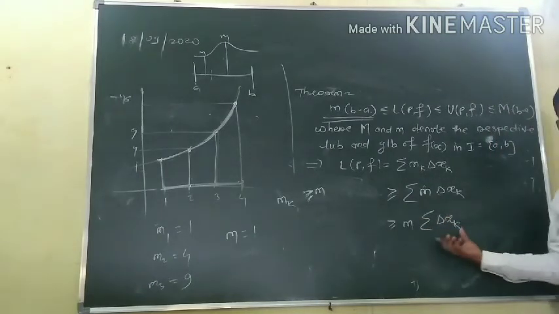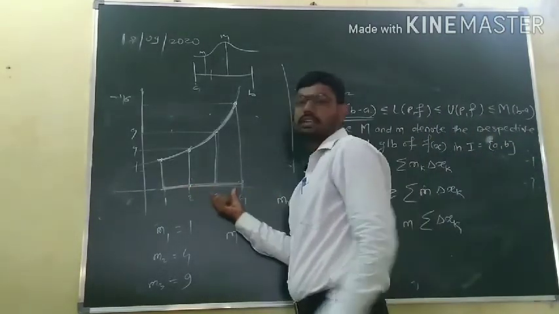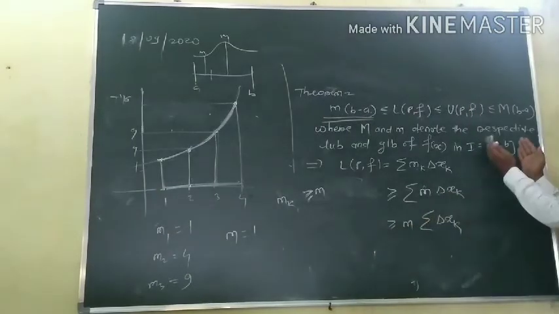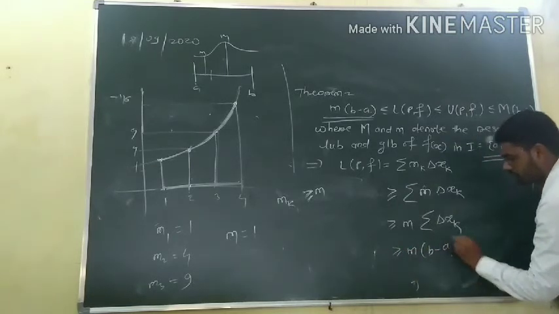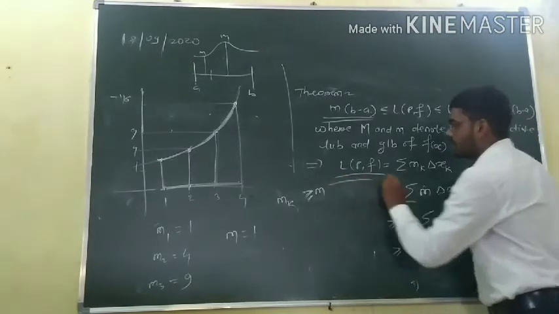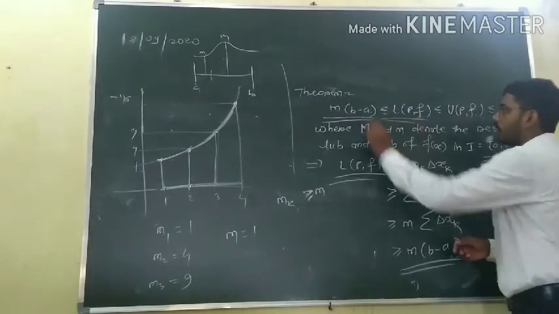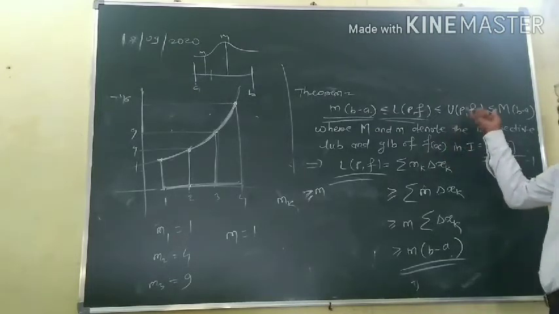Now what is the sum of delta xk? That is the sum of all the subintervals, which is the length of the whole interval. The interval is from a to b, so its length is b minus a. This is greater than or equal to m into b minus a. So the lower sum is always greater than or equal to m into b minus a. So we have proved the first part. Now in a similar way we will prove the other part.